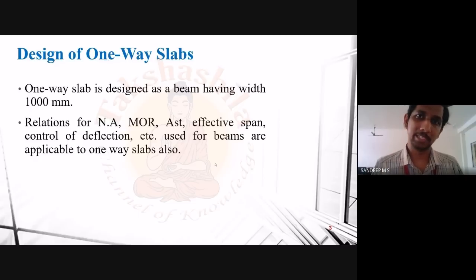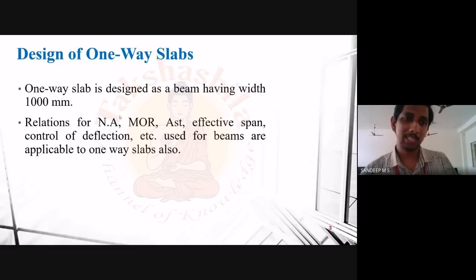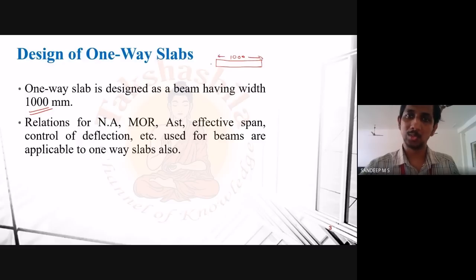Once you are clear about the design of beams, this is typically the same thing, only with minor modifications. We will design the slab as a beam, but the only difference is that this beam will always have a width of 1000 millimeters, that is 1 meter. So basically we will have a beam like this, but in this case the depth is actually less compared to the width of the beam. The width will normally be considered as 1000, and this will have a thickness. So this is the concept of design.